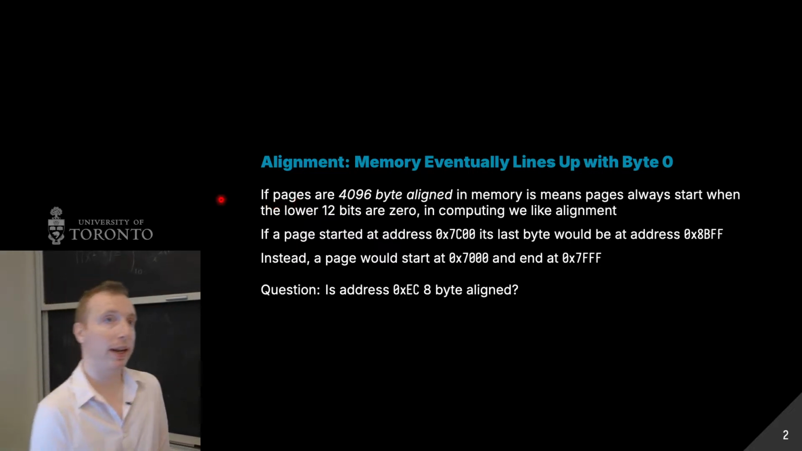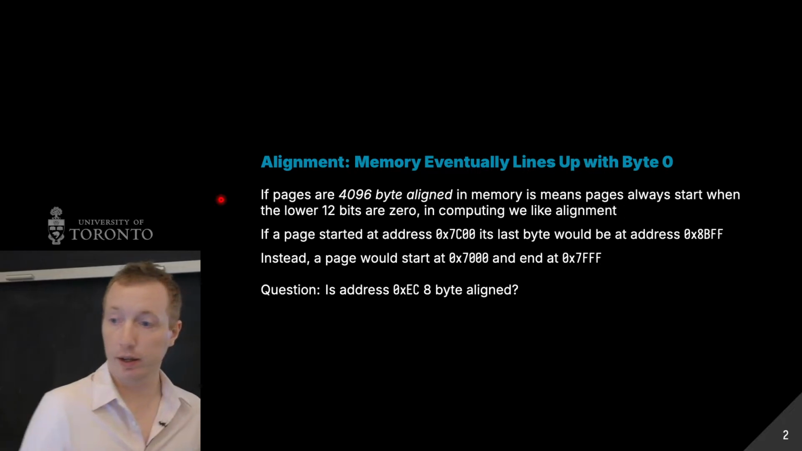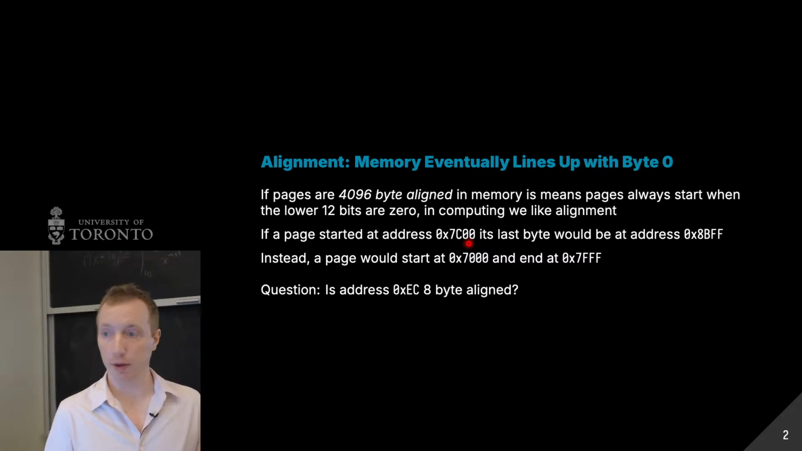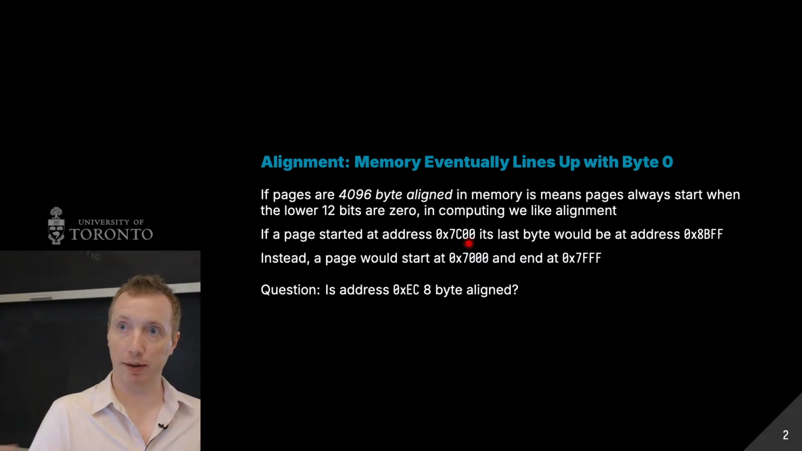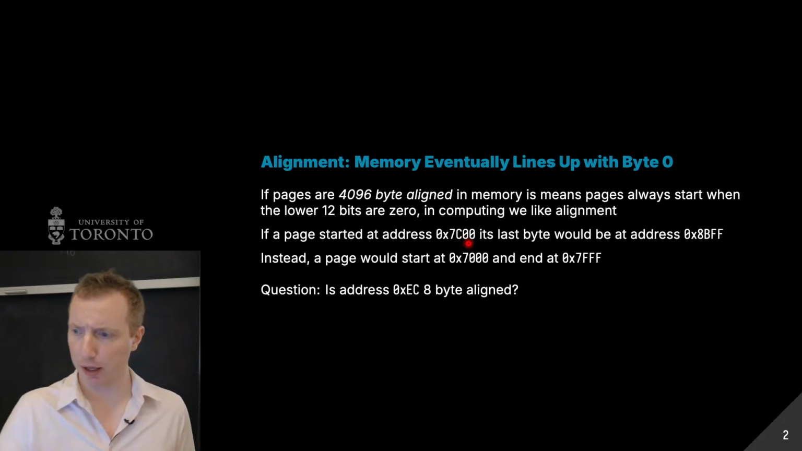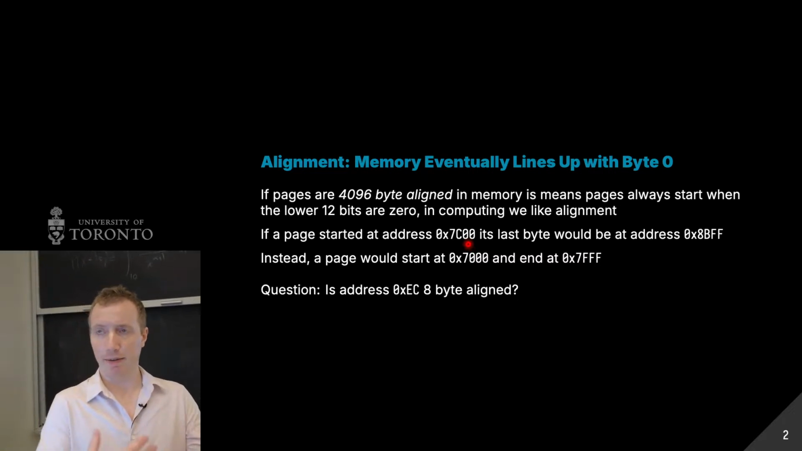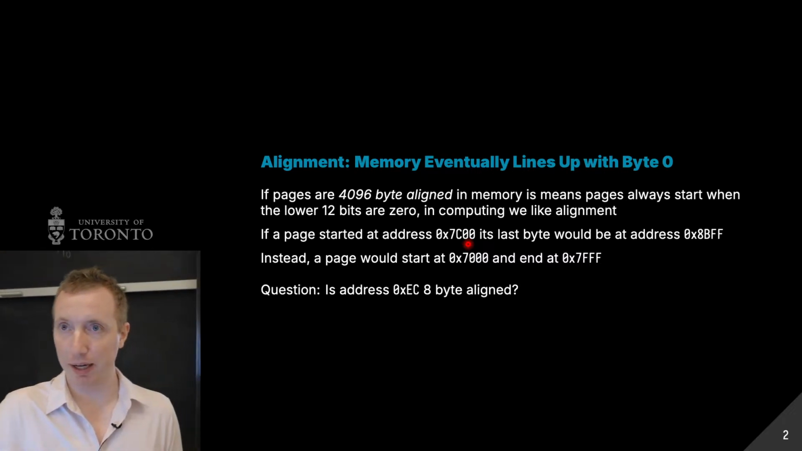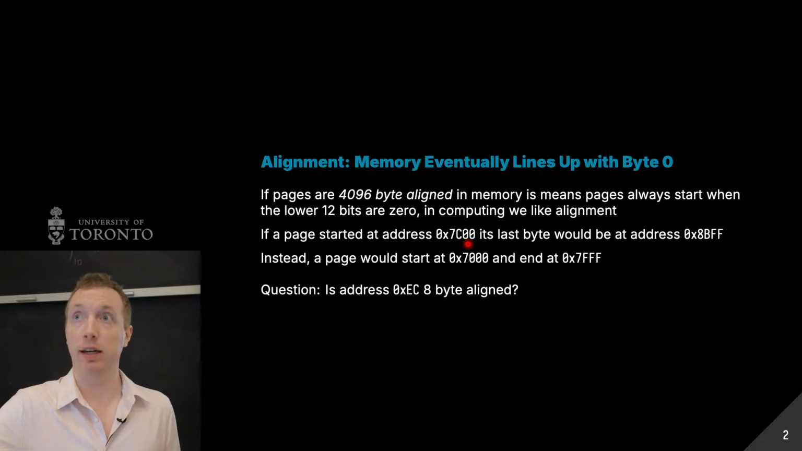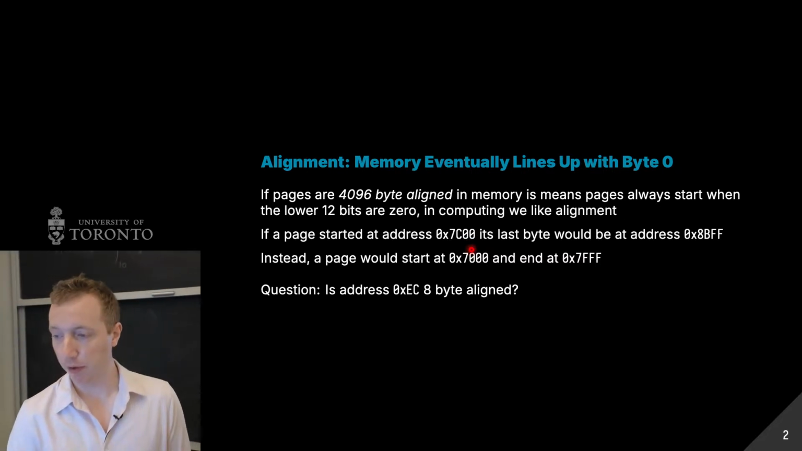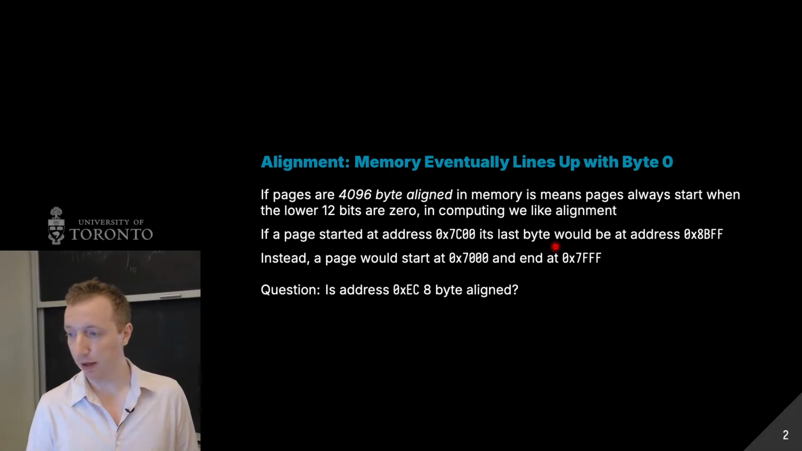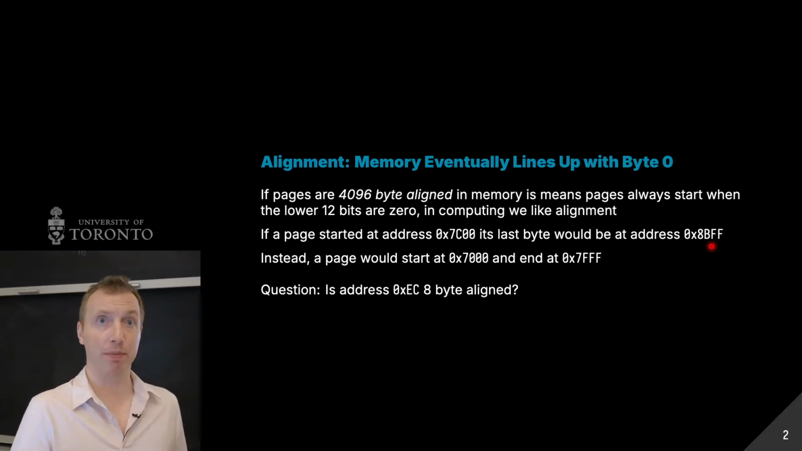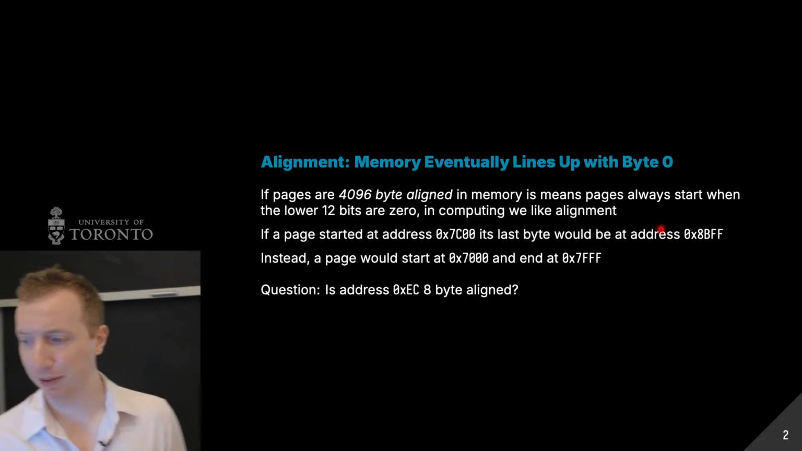If instead my pages were not aligned, then maybe I have a page that starts at address 7C00, starting somewhere within a page. Well, if I start at address 7C00 and I have a page number of bytes, 4096, which means I would have to add 4095 to the number, the last byte of the address would be 8BFF, which is not great.